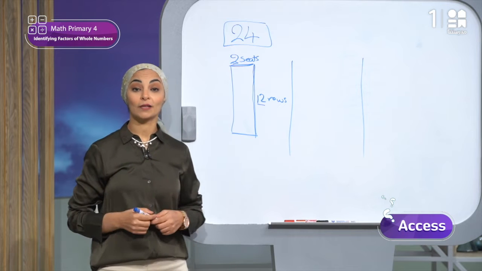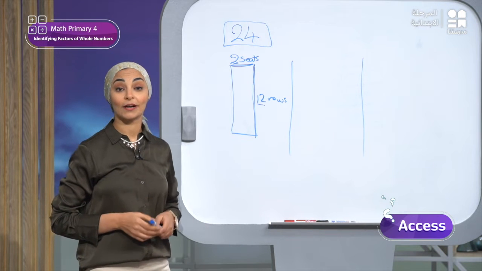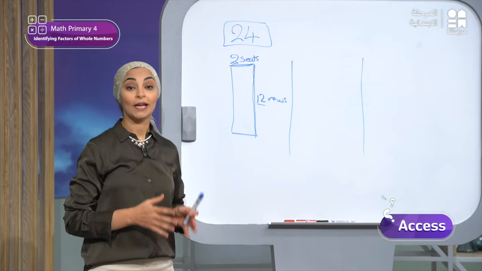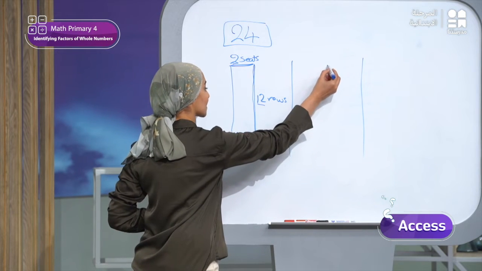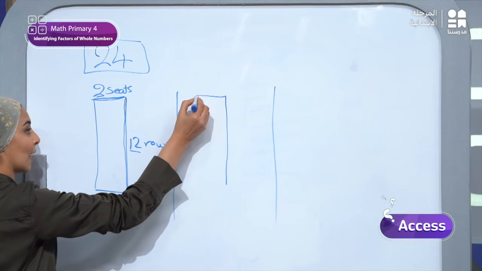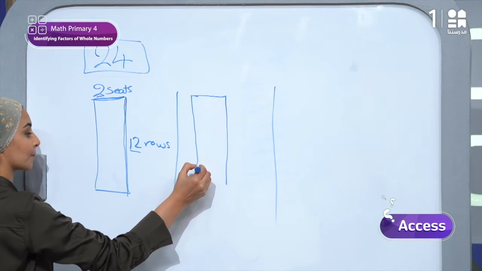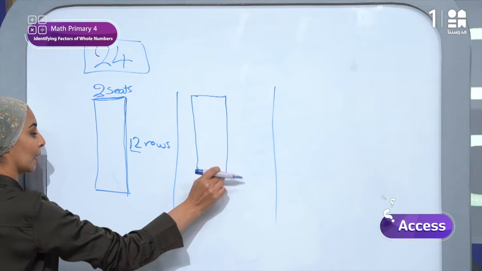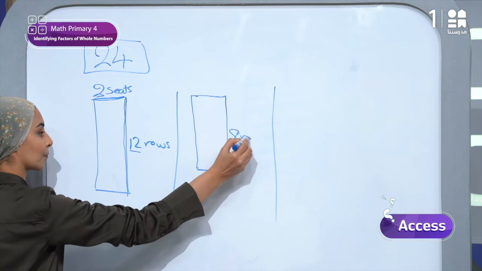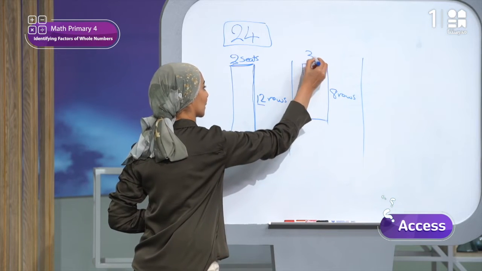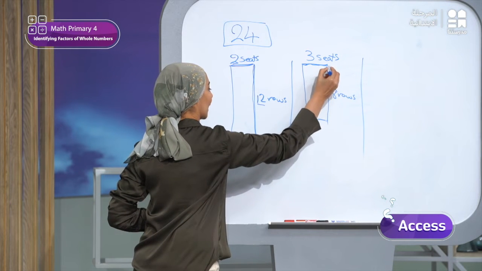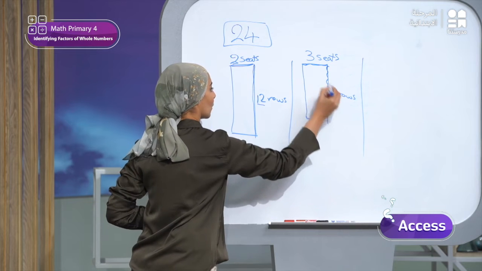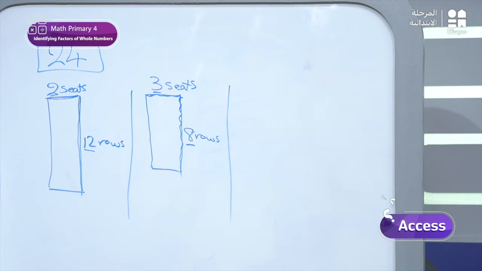طيب تعالوا نشوف بقى another student قال لي ايه. Another student arranged them into 8 rows, each one has 3 seats. واحد تاني قسمهم 8 rows, each one has 3 like this. Example, 8 rows, each one has 3 seats. يعني قسمهم 3 columns and 8 rows. و8 times 3 gives me 24, so this is also a right answer.